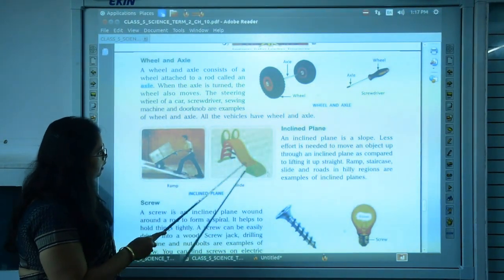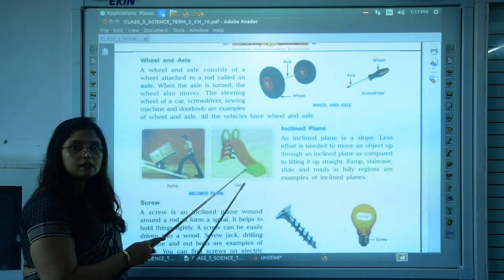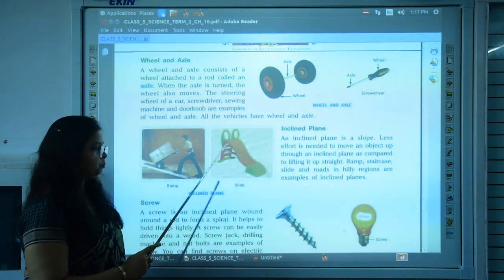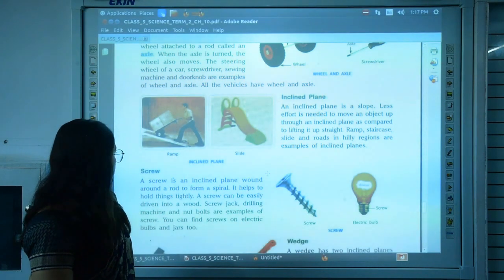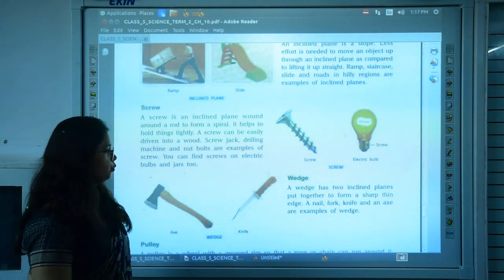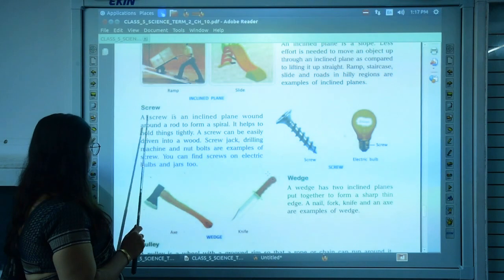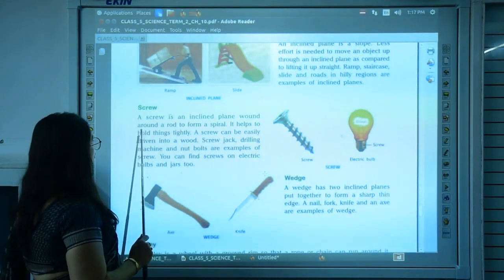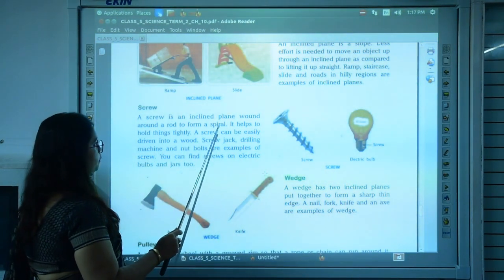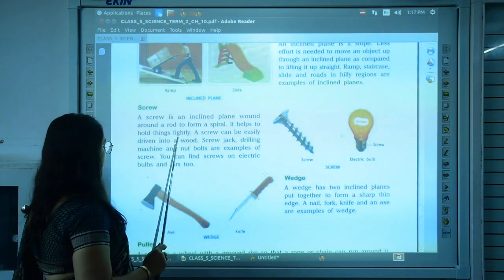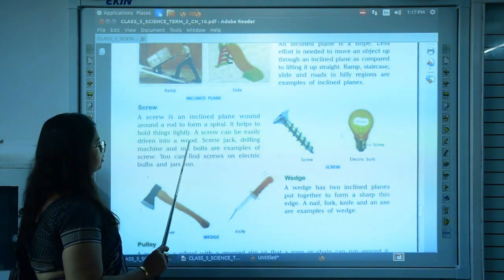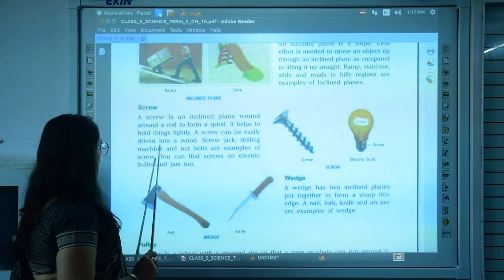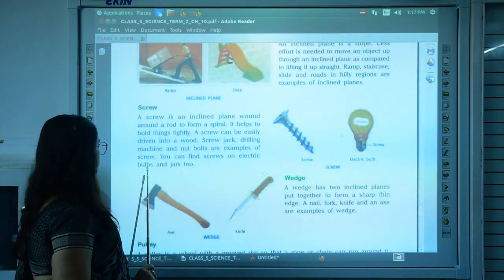You can see this slopey side over here, this represents the inclined plane. Now we move to another type of simple machine. It is screw. A screw is an inclined plane wound around a rod to form a spiral. It helps to hold things tightly. A screw can be easily driven into a wood. A screw jack, drilling machine and nut bolts are examples of screw.